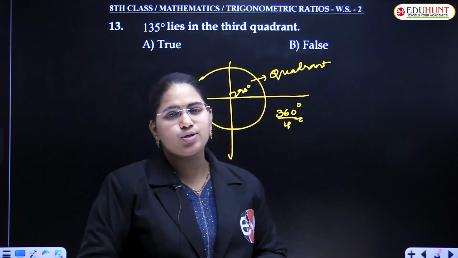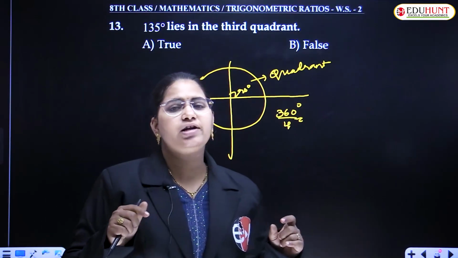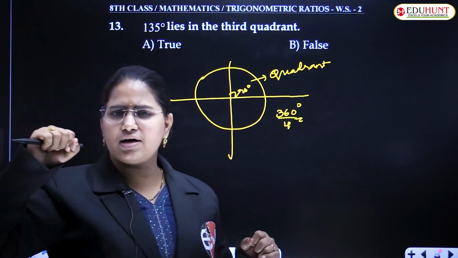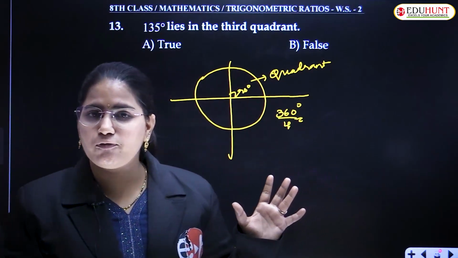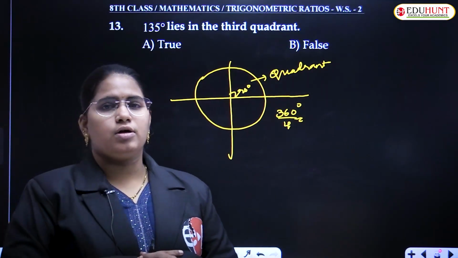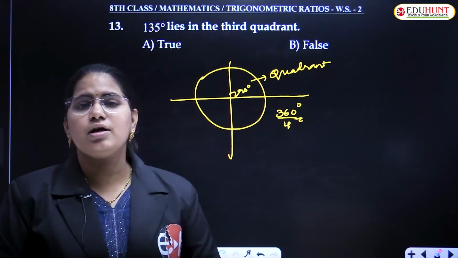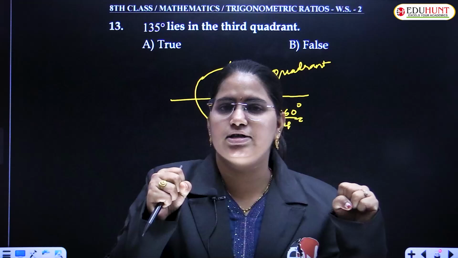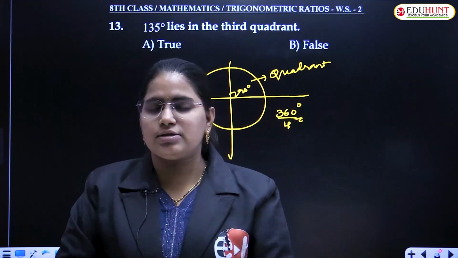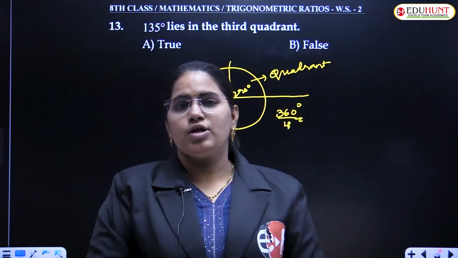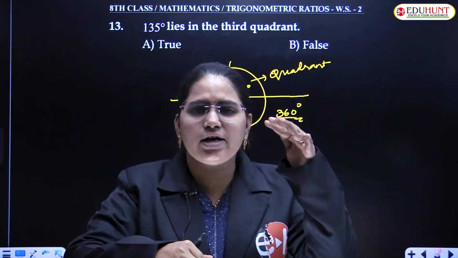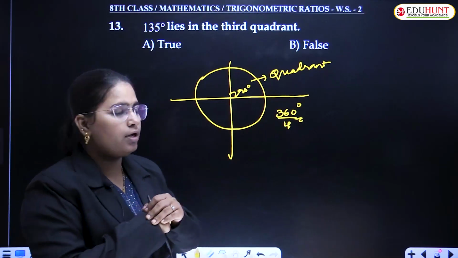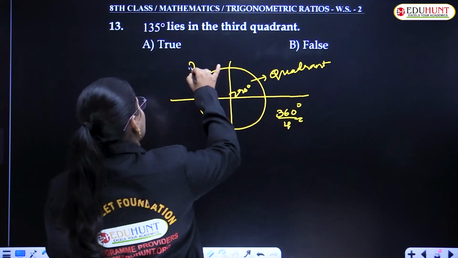So what are we going to learn now? My question is, where does 135 degrees lie? Can you answer? I'll give a couple of minutes, please go through it. 135 is greater than 90 and less than 180. Very good. So greater than 90 and less than 180, in which quadrant does it lie? It lies obviously in the second quadrant.